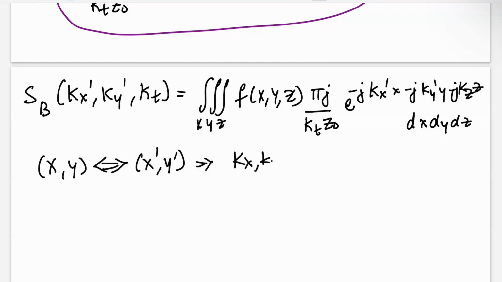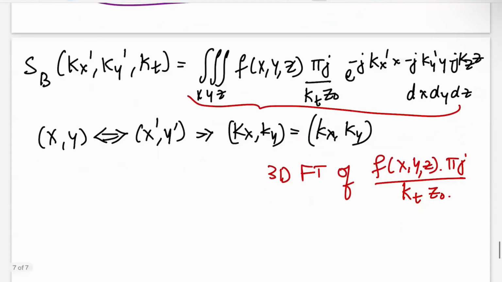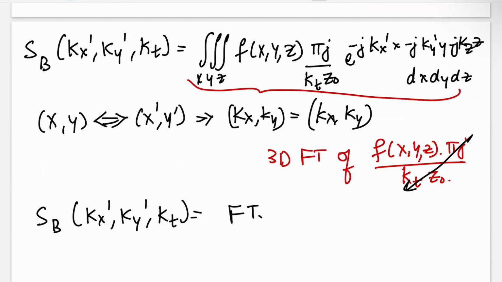This implies that kx comma ky is the same as kx ky. So this whole thing becomes the 3D Fourier transform of f of xyz times pi j over ktz naught. Now at this point, you can say slowly varying functions like kt don't affect the reconstruction, so you can just ignore this whole term, and you end up with SB of kx prime, ky prime, kt being just the 3D Fourier transform of f. But you can also leave it there, times pi j over kt.